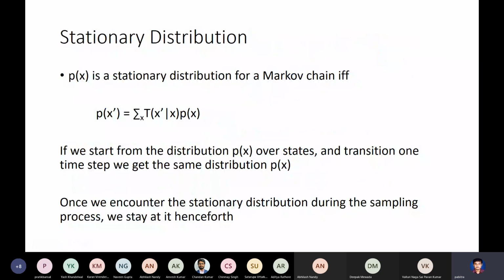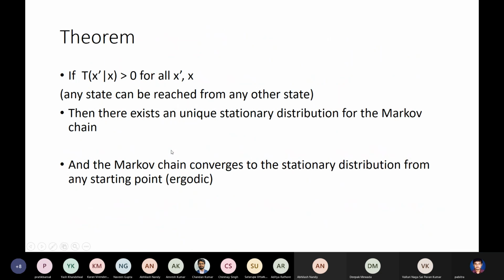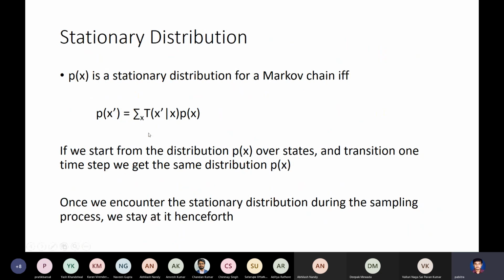Okay, and why is it stationary? Because once we reach that distribution Px, we will forever stay at it, from henceforth. So that's a stationary distribution. A Markov chain is characterized by the set of states and the set of transition probabilities. Any Px which satisfies this equation would be a stationary distribution by definition. And this should hold for all x actually. So for all x, this should hold.